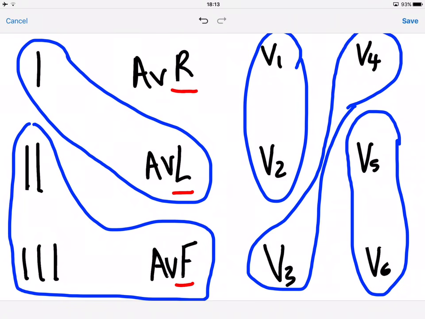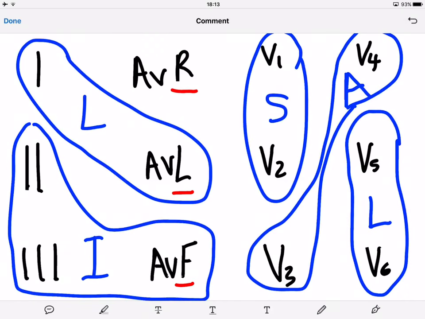So for the first one, our leads 1 and our AVL, that represents the lateral side, and then our leads 2, 3 and AVF is our inferior. Our V1 and our V2 is our septal, V3 and V4 is anterior, and V5 and V6 is again lateral. Okay?